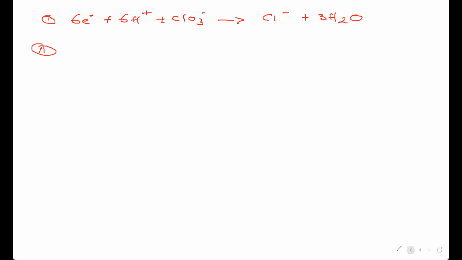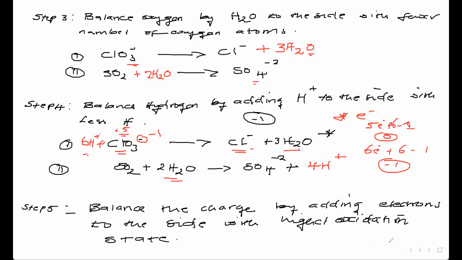So the second equation, it is here. What charge do we have on the reactant side? Well, sulfur dioxide has no charge, water has no charge, so the charge here is 0. And what do we have here? The charge is positive 2. The total charge, because negative 2 plus 4 here, we have positive 2.